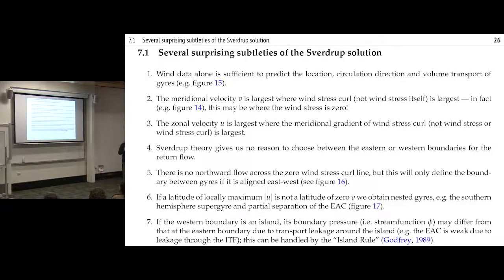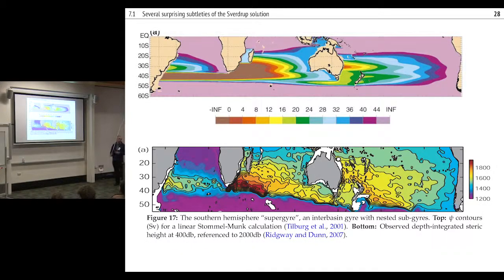The other thing is that a latitude of locally maximum U is not necessarily a latitude where the north-south velocity is zero in the Sverdrup solution. So this allows us to actually have nested gyres. Here's an example. If you apply wind stress curl to the ocean, you actually get a partial separation of the East Australia Current. So V is non-zero at the place where U is largest. You get a strong offshore flow, but you also get some southward flow there, and that feature comes straight out of the wind stress field. It's something that you don't get with the textbook wind stress profiles, but you do get with realistic wind stress profiles.